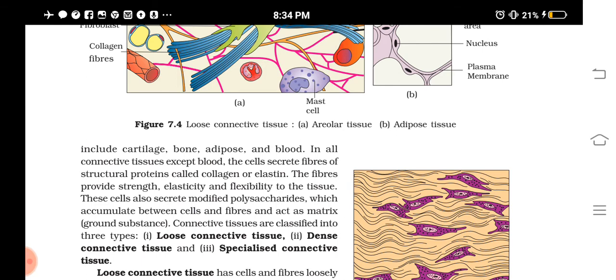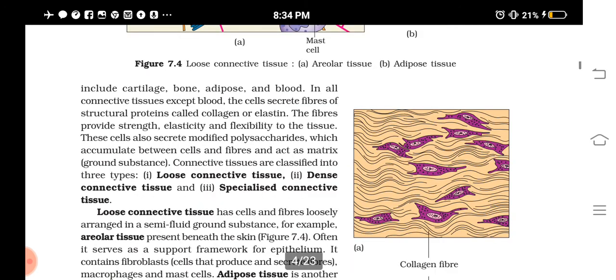So cells will be the living cells, okay, and the matrix will not be living, and the cell secretes certain fibers called collagen and elastin. They are also not living. Understood? So connective tissues can be divided into loose connective tissue, dense connective tissue, and specialized connective tissues, like cartilage, bone, blood. All these are specialized types. So let's study each of that in detail.